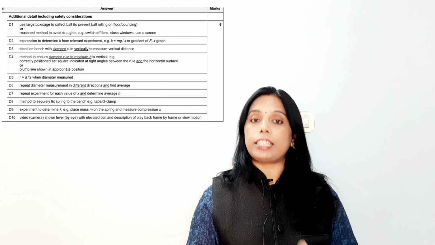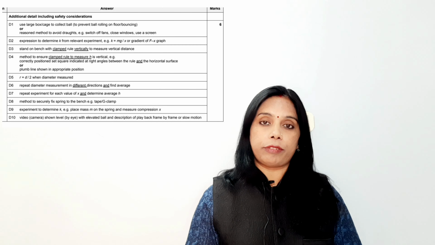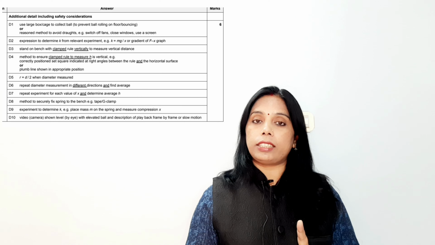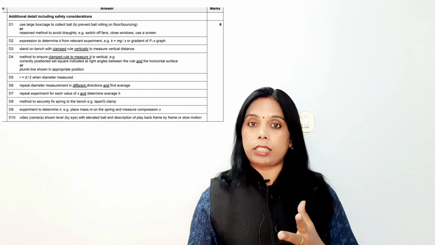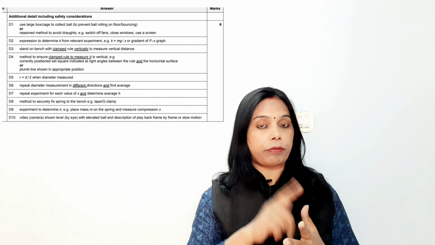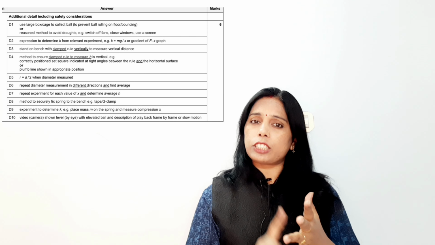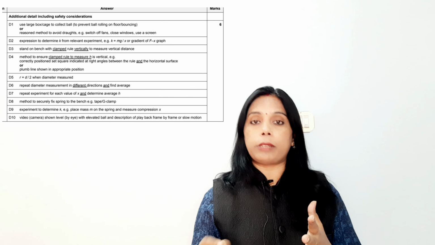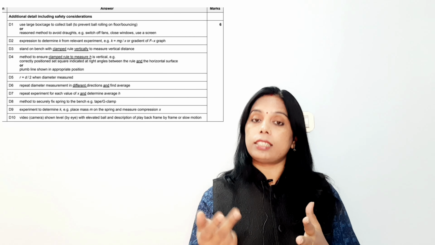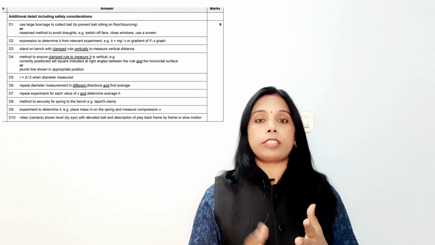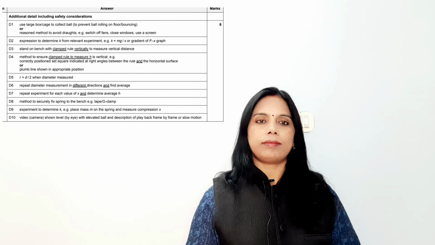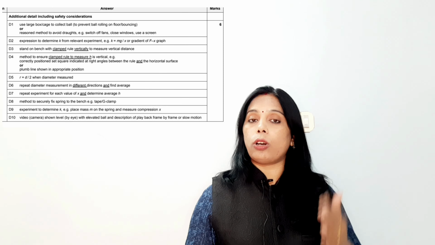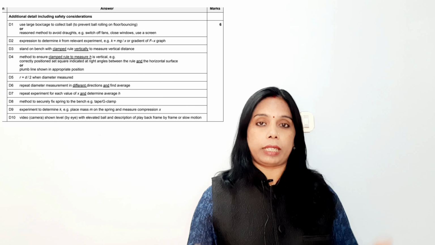Last 6 marks are for providing additional information. Additional information includes your safety procedure, mentioning extra constants, more than one constant which you can find in your planning, then small details of your experiment which are required. So this is 6 marks. These 6 marks also you can easily get if you plan your experiment carefully. In this way we can get all the 15 marks in our planning question.